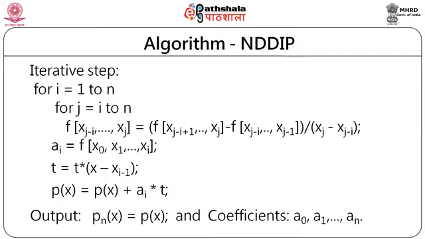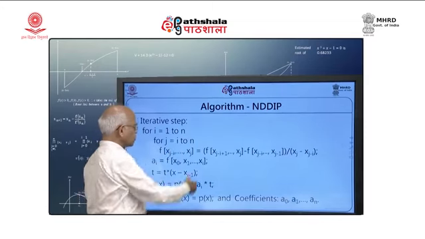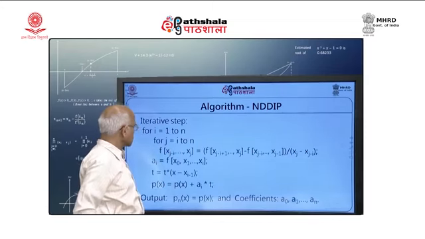Now, the iterative step goes like this: for i equal to 1 to n and for j equal to 1 to n, first I am computing divided differences. So, for i equal to 1, I will be computing all the divided differences of order 1, for j equal to 1 to n. So, n divided differences will be computed, and the formula is straightforward, which is given here in general. So, this is the general formula for divided differences.